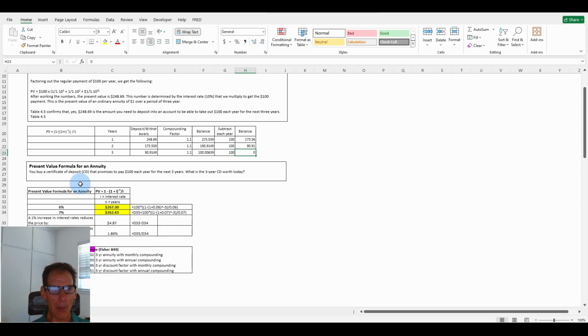You buy a certificate of deposit that promises to pay $100 each year for the next 3 years. What is the 3-year CD worth today? All we're doing is the same thing here, but the rate's lower. We didn't use a rate, did we? So we're going to assume 6%. What's it worth today? $267.30.